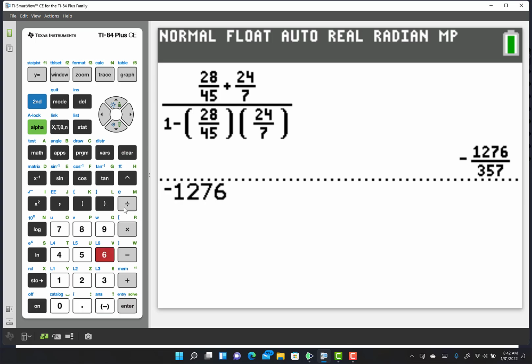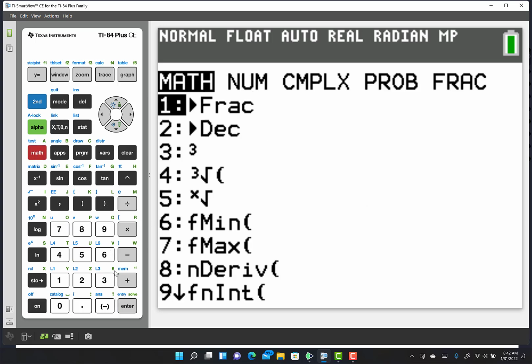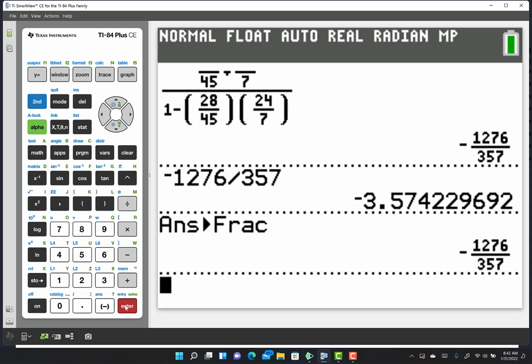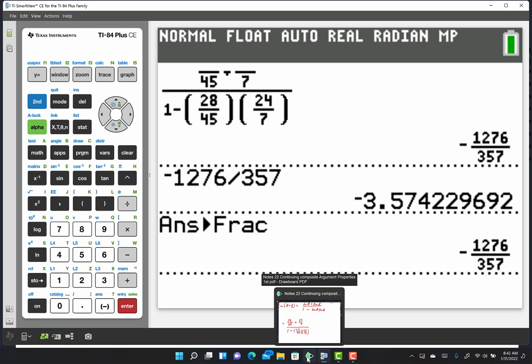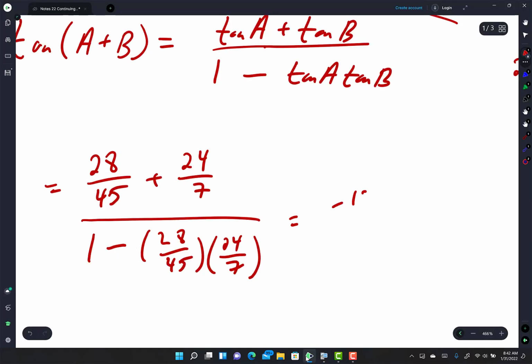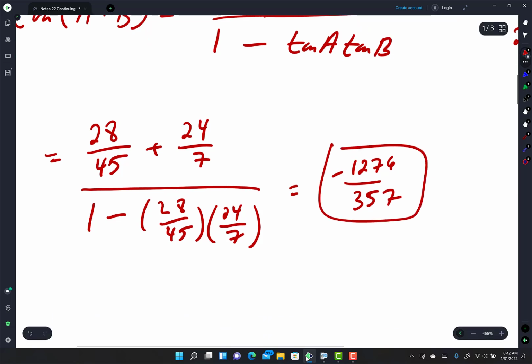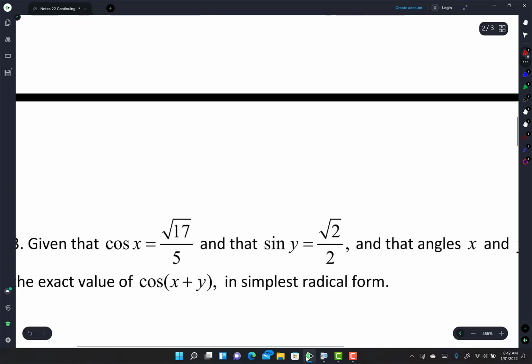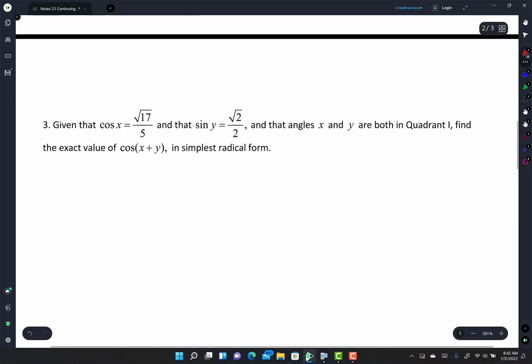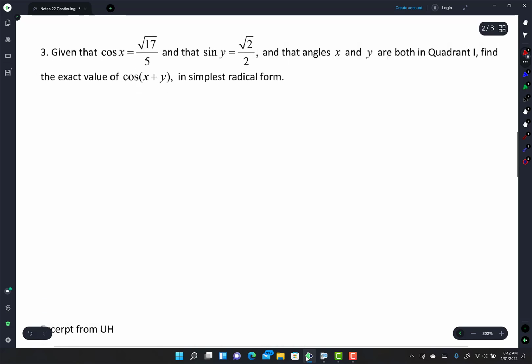Do you guys see any errors? Yeah, I don't like it, but that's fine. It doesn't reduce. Negative 1276 over 357. And that's it, guys. What do you guys think? Not bad at all. All right, here we go. Another one. Don't worry, they're going to get a little tougher as we get to the harder ones. But for the most part, you don't have to think too much.